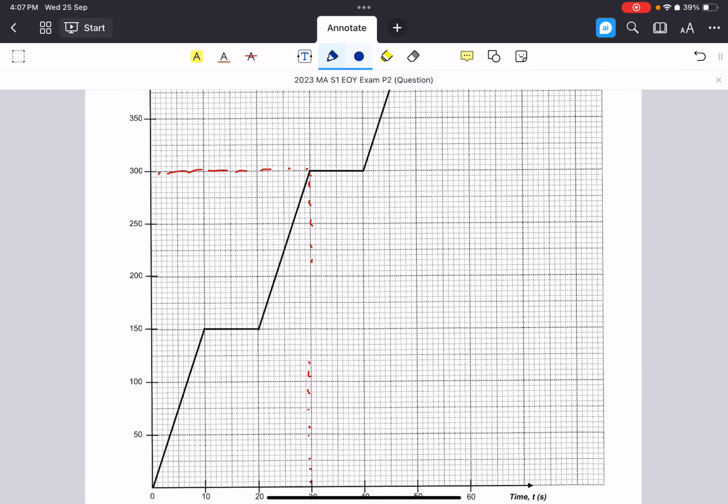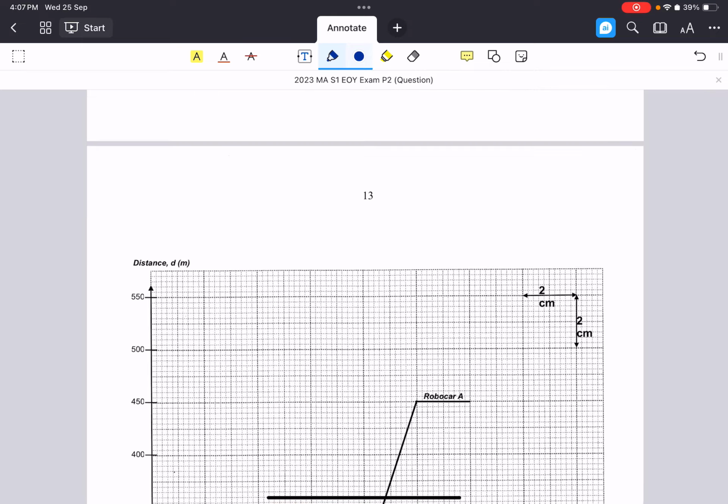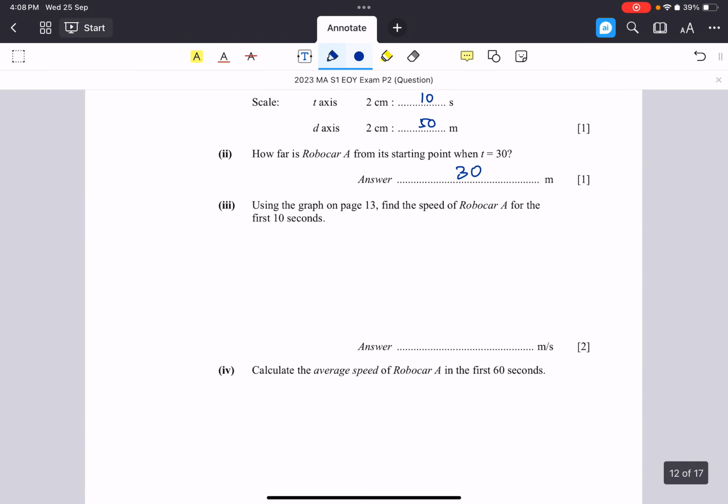Well, we know the formula for it. The 2 points are the origin and this particular point over here, so we can very quickly use the formula. Gradient equals 150 minus 0 over 10 minus 0, which gives us 15 meters per second. So 15 meters per second, that's the speed.